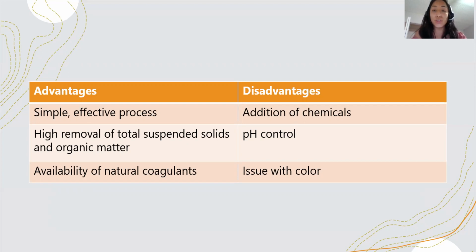And then there's an issue with color, especially with iron salts. If you have a lot of iron and it's not balanced with the bicarbonate source, then you have remaining iron as a cation in your solution, and the color is kind of yellow and orange. So it can be a disadvantage, having a treated water with this color.